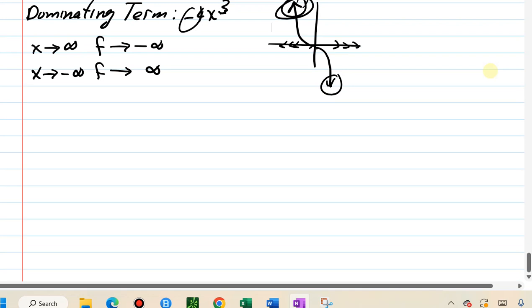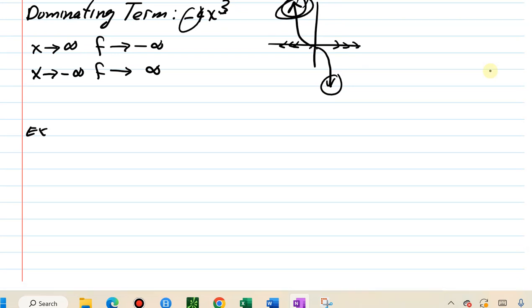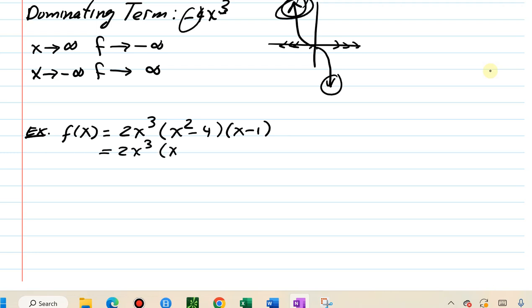Okay, next let's graph a function. So in this next example, let's say my f of x is 2x cubed times x squared minus 4 times x minus 1. Now if the function is factorable, if each of these factors themselves are factorable, we need to do that. The reason I say it is because x squared minus 4, a difference of two squares, is factorable itself. We need to factor this as much as possible so we can do this correctly.